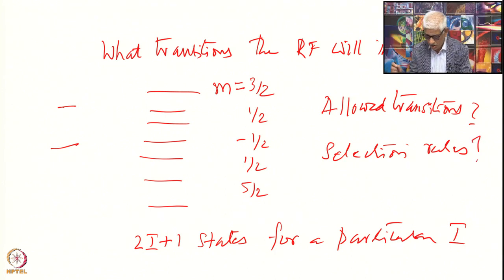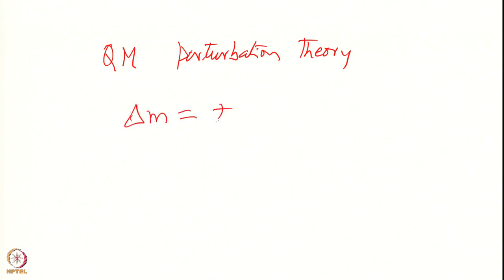Okay, so it turns out that this comes out from quantum mechanics, by the perturbation theory in quantum mechanics. We will not go into that detail. From perturbation theory, it turns out that RF can induce only those transitions for which delta M is equal to plus or minus 1. So it cannot induce transition between arbitrary levels.